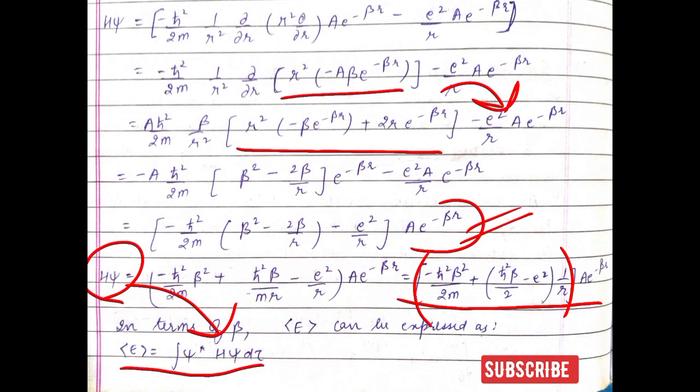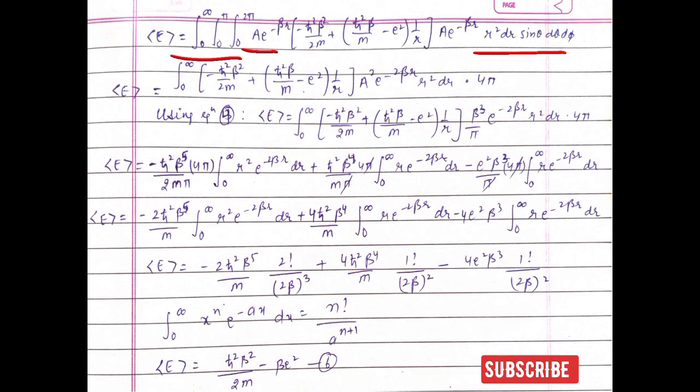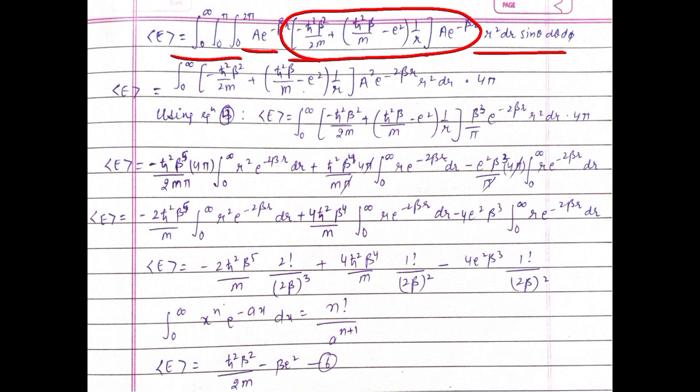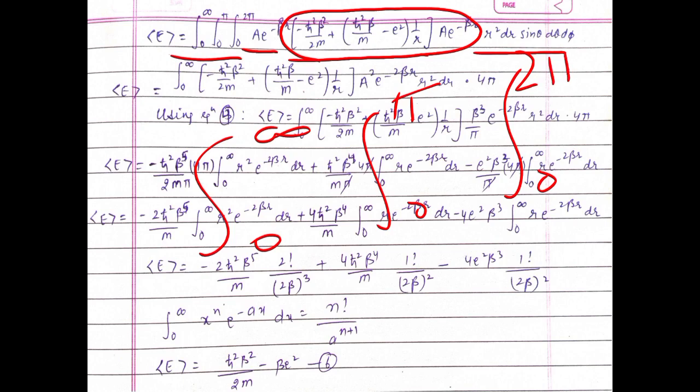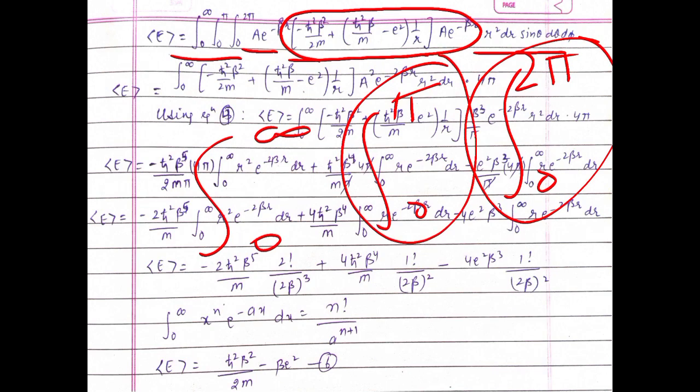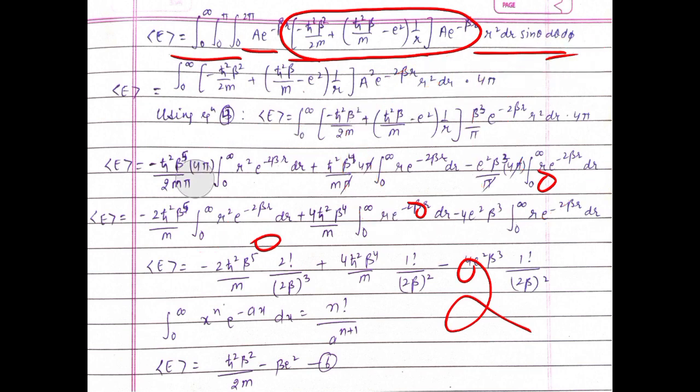And we know that psi star and psi is equal to a raised to power minus beta r, and this whole term is the H psi term. Here we will simply solve it: we will separate out the r terms, the theta term, and the phi term. This phi term will give us the value 2 pi. This 0 to pi theta term will give us the value 2. So the phi and theta terms will give us the value 4 pi.